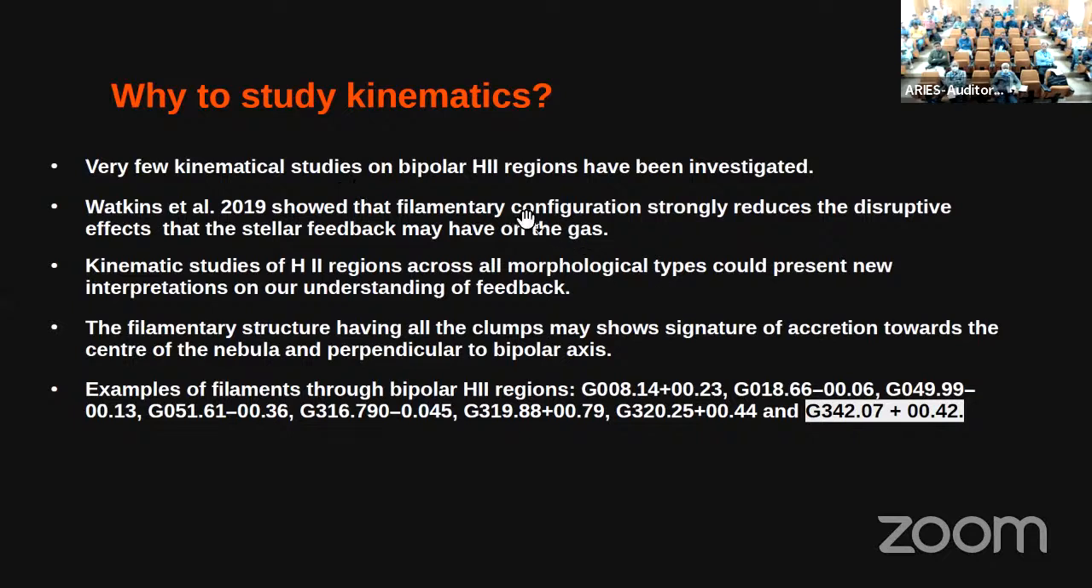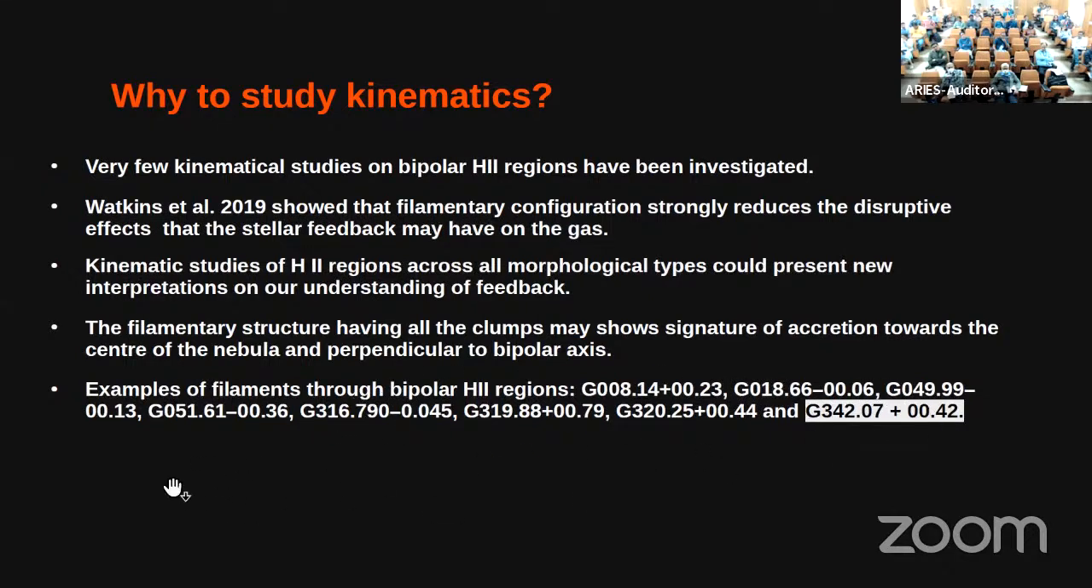They showed that after studying the kinematics using high density tracers and some diffuse gases, the filamentary configuration that was too massive and dense strongly reduces the disruptive effects that stellar feedback can have on the gas. So basically, if there is a massive star at the center of the nebula, it will not necessarily completely destroy the material around it. So it is really important to know what the gas motion towards that structure is, and that structure can have a signature of accretion towards the center of the nebula.